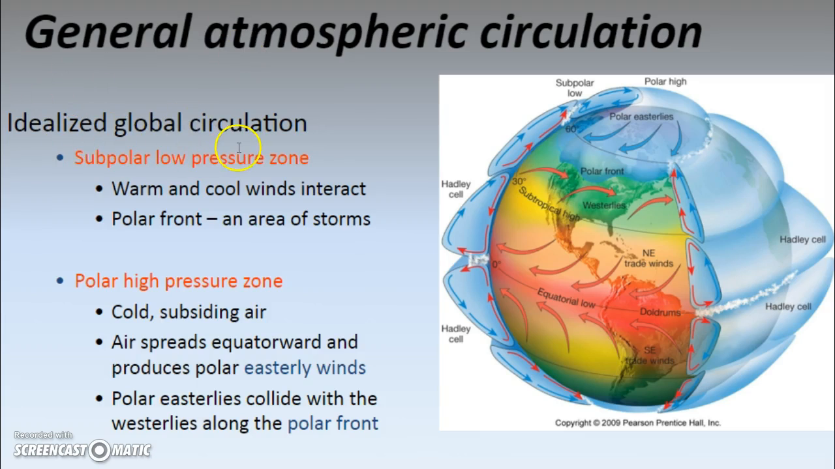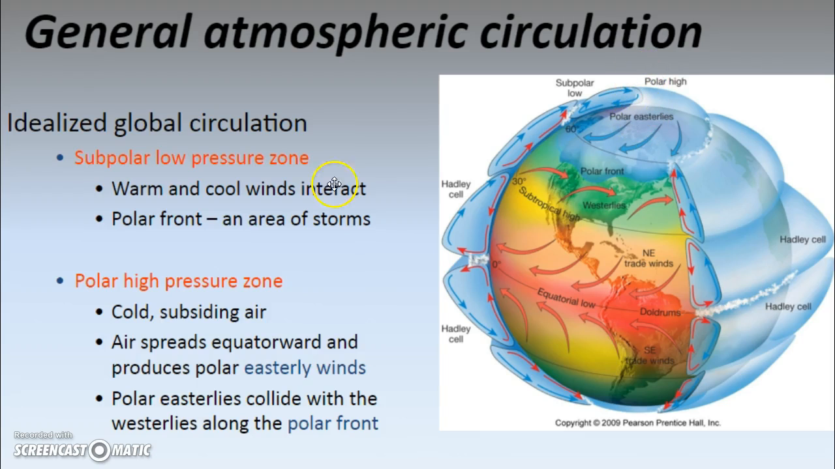So here we can look at the subpolar low zone. That's the region up here, roughly 60 degrees north and south, but we'll work with the north. We have warm and cool winds that interact. This is where we have polar fronts. This is the area in which storms are kind of born. So the subpolar low, 60 degrees north. And then we have the polar high pressure zone. Cold air is subsiding, and that's what we have right here.